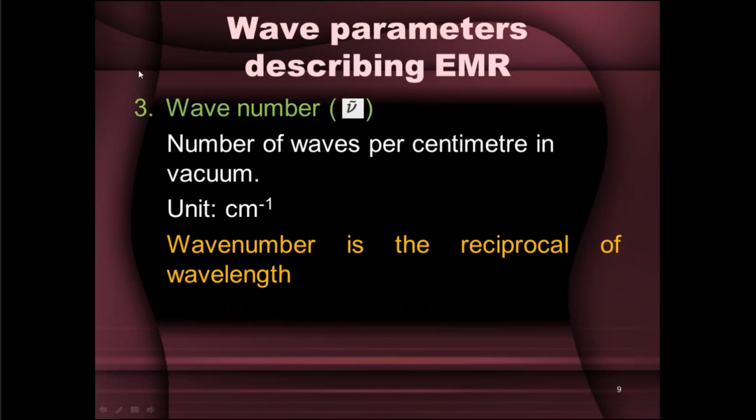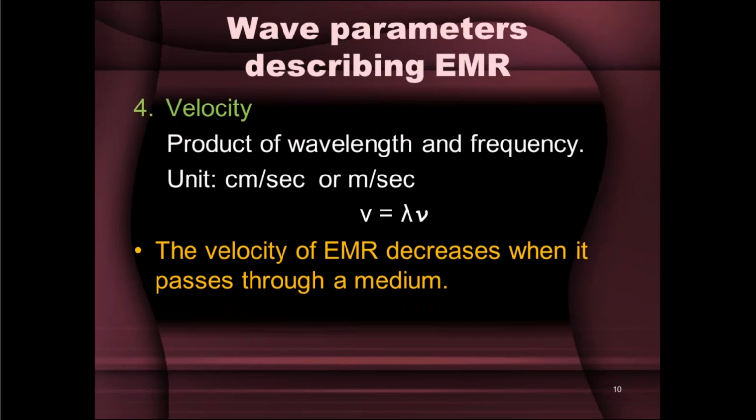This wave number is more commonly encountered in IR spectroscopy. There we describe electromagnetic radiation in terms of wave number. In case of UV visible, we describe in terms of wavelength. In case of NMR, we describe in terms of frequency. So it is different for different types of spectroscopy.